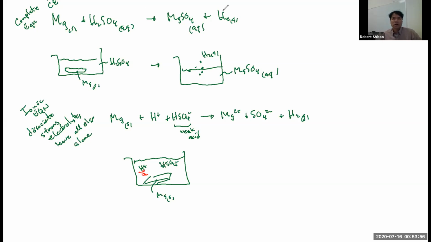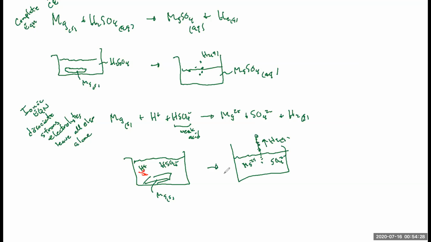Okay, after the reaction's over with, we're going to be left with magnesium ions in solution. We should eat up all the magnesium metal. Sulfate ions in solution, and then hydrogen gas is going to bubble out of the solution here. And so this kind of gives us a more descriptive picture of what's reacting here. And so this is the ionic equation.